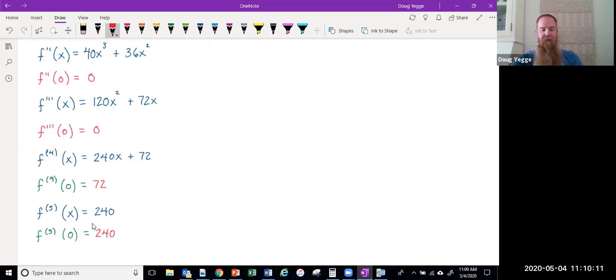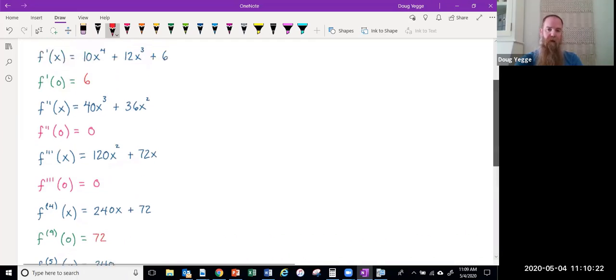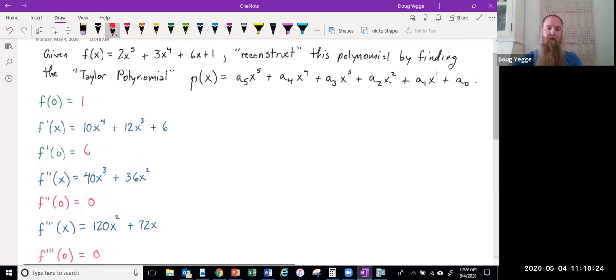Okay. Well, what does that mean? All I've done here is do all the work to find all of the different derivatives that are going to be important here. So now let's go back to our standard polynomial. We're trying to rebuild this polynomial here.